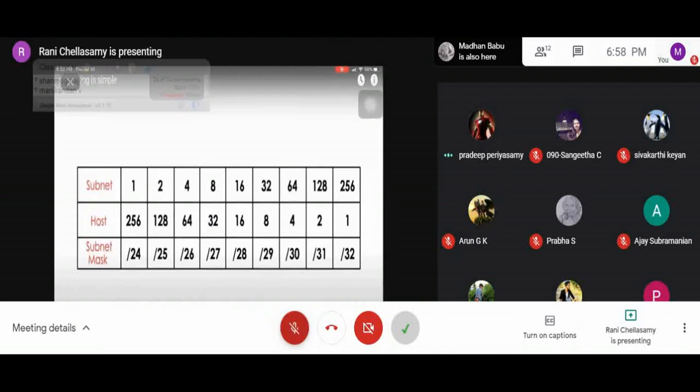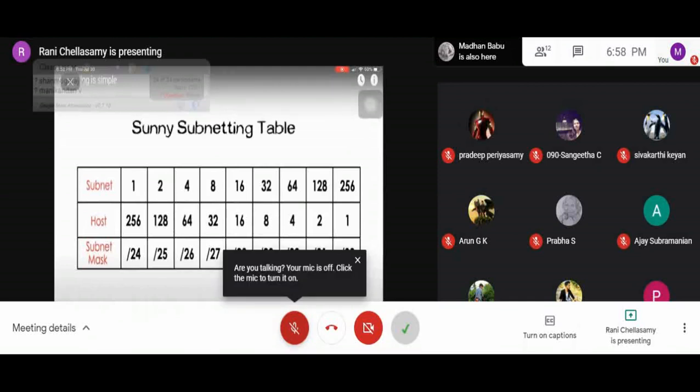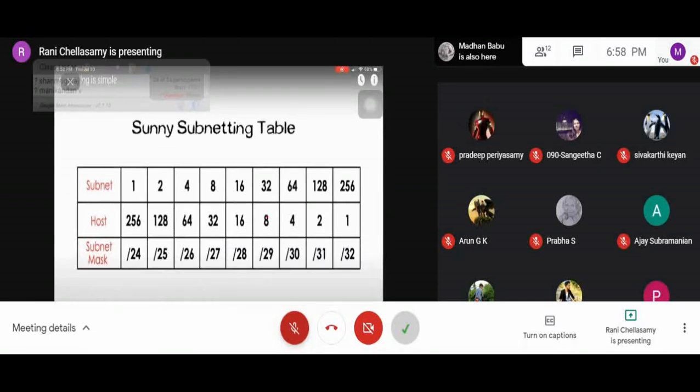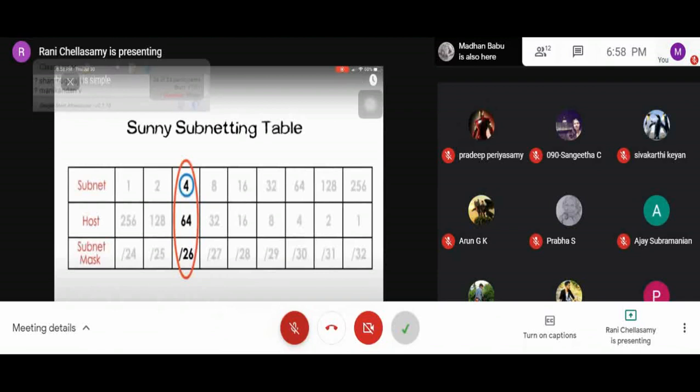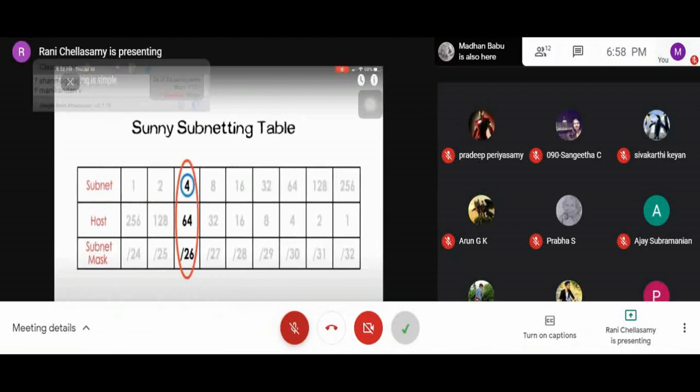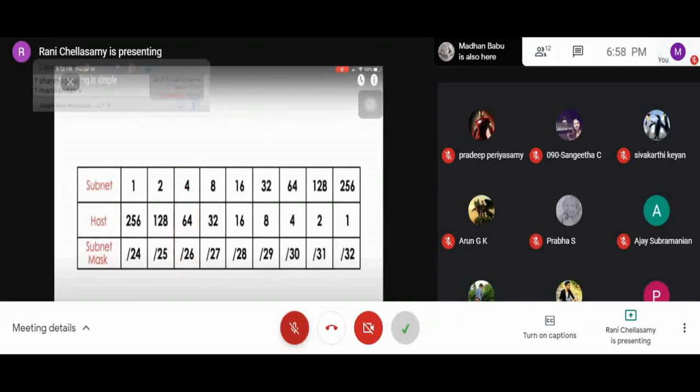Thank you. You can represent the subnet masks as /24, /25, and it goes on up to /32. This we call a subnetting table. In case, you have to use the subnet table.